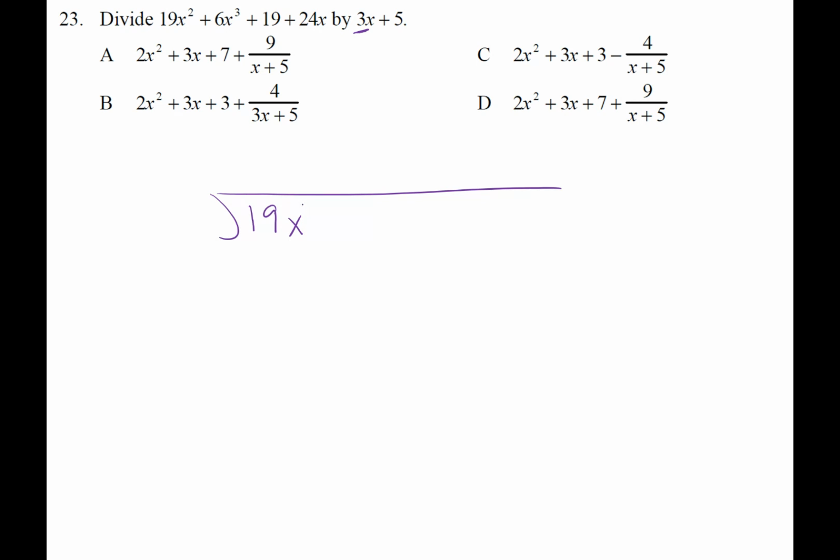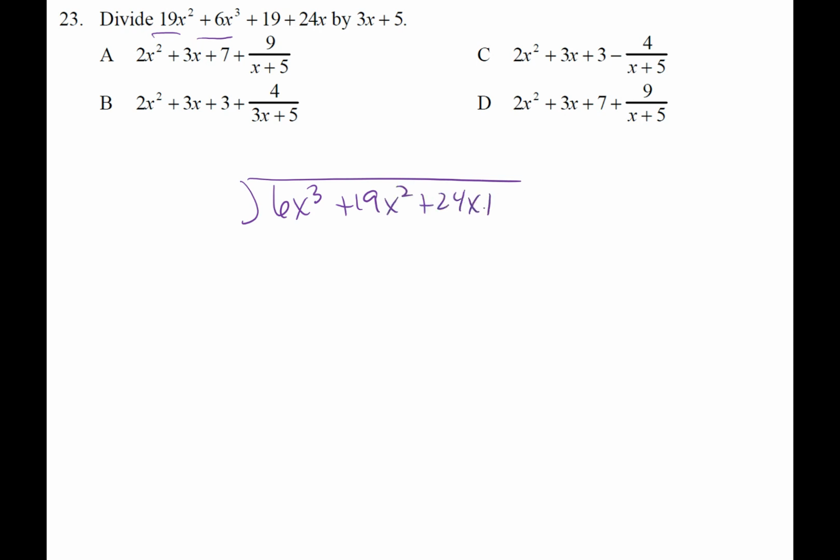Interesting. 19x squared plus, I see what happened. Okay. Notice I did those out of order, so you need to put them in order when we put them in here. So we've got 6x cubed plus 19x squared plus 24x plus 19. Make sure they're written in order and make sure there's no gaps. So we're going to put a 3x plus 5 out front.